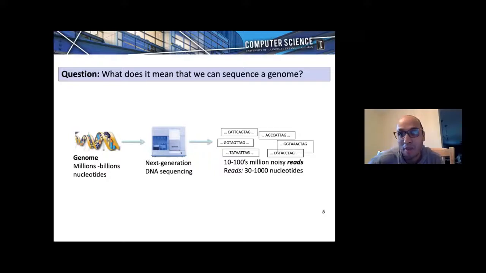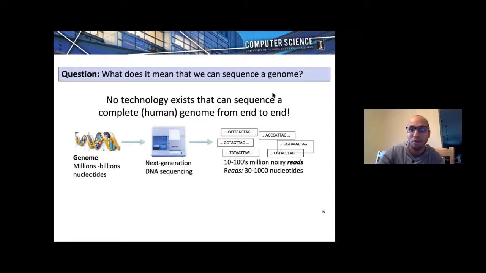So typically with next generation sequencing, the sequencing technology that caused this really steep drop in cost, the reads have a length of 100 nucleotides. Compare this to the human reference genome, which is 3 billion letters long. So this is orders of magnitude smaller, and you basically get these short pieces that you need to put together into a bigger genome. The key point here is, no technology exists that can sequence a complete genome from end to end. So we always get these short pieces that we need to assemble.